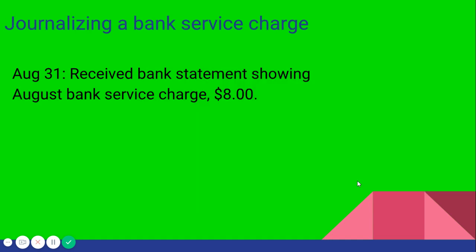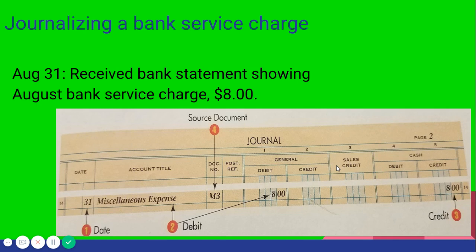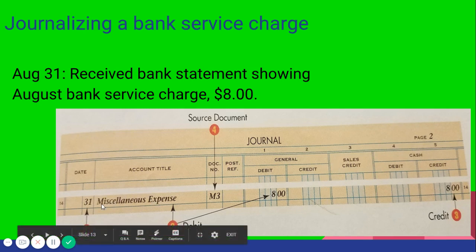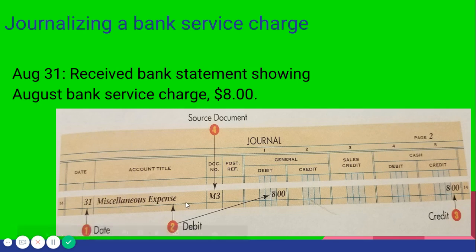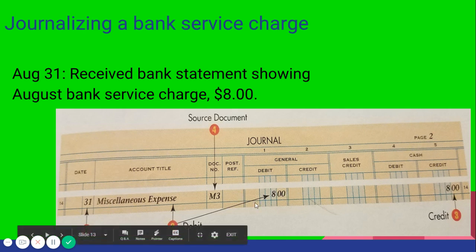To journalize our bank service charge, anytime it says a service charge and you need to journalize it, this would be considered miscellaneous expense. So to journalize it, we write in miscellaneous expense, the amount in the debit, because it's coming out of our cash credit, and then they will be balanced out.